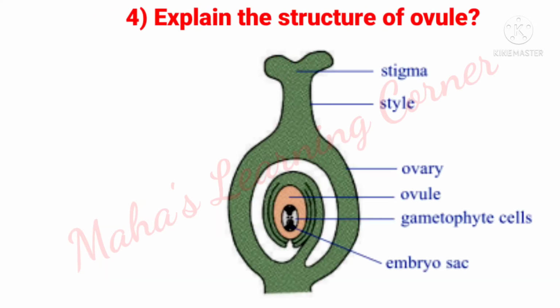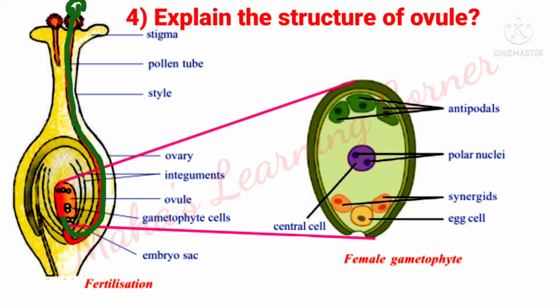Explain the structure of ovule. An ovule is an egg-shaped structure attached by a stalk to the inner side of the ovary. Pollen grains reach stigma and travel through style. Pollen grains produce pollen tubes which contain two nuclei. They reach the ovule for fertilization.